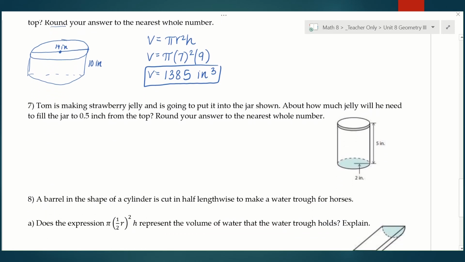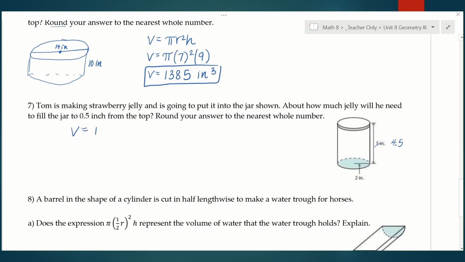Okay, number 7. Tom is making strawberry jelly and is going to put it into the jar shown. About how much jelly will he need to fill the jar to 0.5 of an inch from the top? Round your answer to the nearest whole number. Okay, so very similar problem. Here we have the picture. We can see that the jar is 5 inches tall, and if we need to fill it so it's a half of an inch from the top, what that means is that our new height is going to be 4.5, okay, because I need a half of an inch left empty.